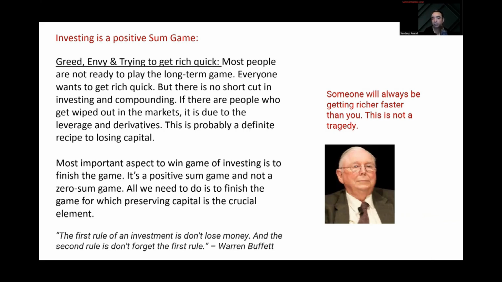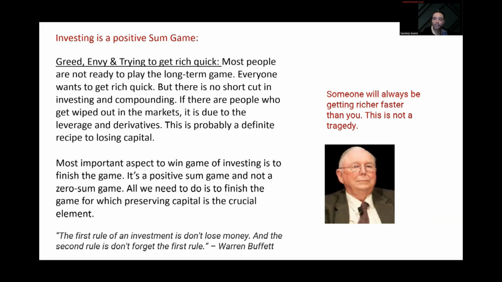And if we finish the game without losing capital, we will be very rich, much beyond what we can even imagine. That's the power of compounding. And it's a positive sum game, so anybody who finishes the game is a winner. So we have to look at finishing the game. All we need to do is finish the game, for which preserving capital is a crucial element. The first rule of investment is don't lose money. And the second rule is don't forget the first rule. This is famously said by Warren Buffett. So preserving capital is key.